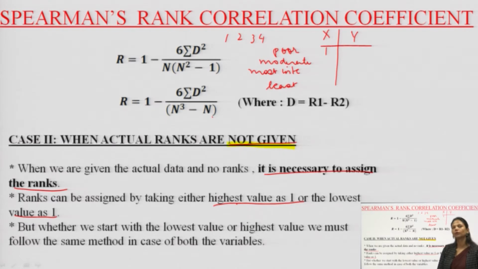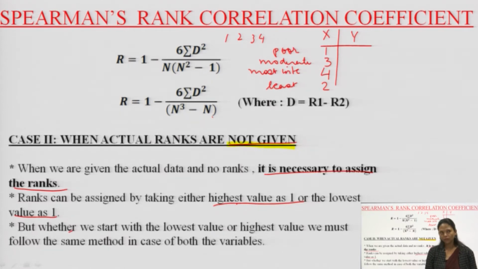We cannot change the rule for different series of the same problem. We are supposed to assign ranks the same way for both variables in the problem. For the most intelligent, for example, I am giving 4, for the moderate one I am giving 3 and for the least one I am giving 2. This is the procedure I am following, and I must follow the same procedure for the different series involved in the question. Whether we start with the lowest value or the highest value, we must follow the same method of ranking for both variables.